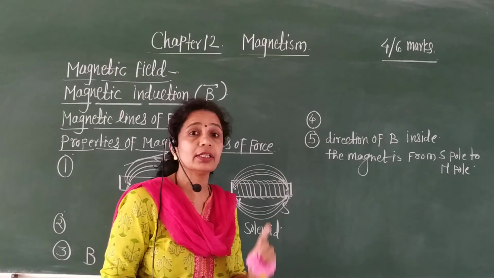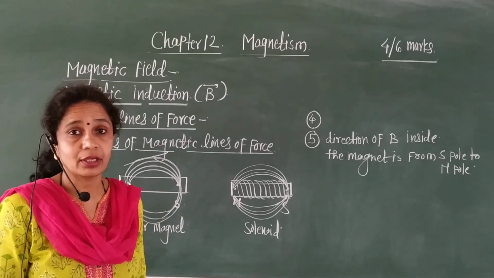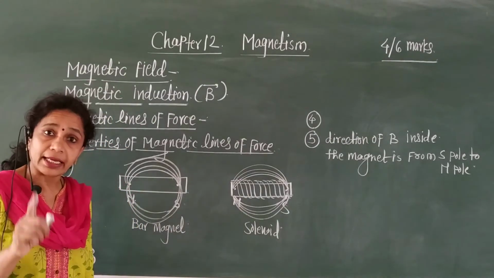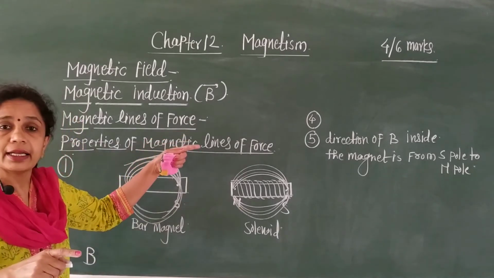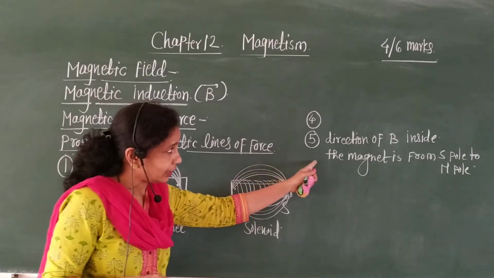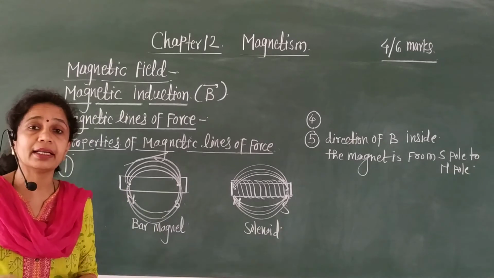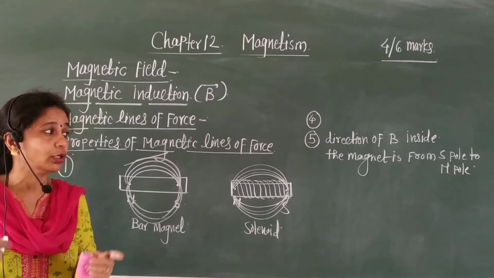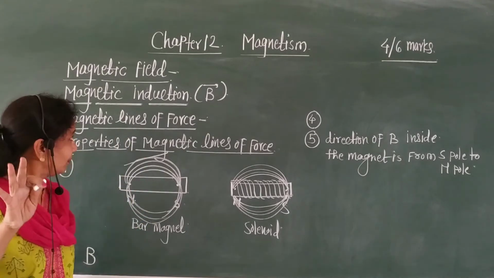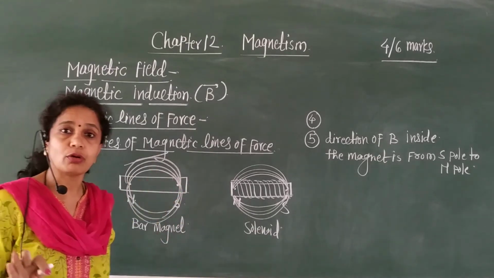Then fourth one is the direction of a magnetic field. The direction of magnetic field is given by the tangent drawn to the magnetic lines of force at any point. Then the direction of magnetic field inside the magnet is from south pole to the north pole. This is all about the magnetic lines of force and properties of magnetic lines of force.